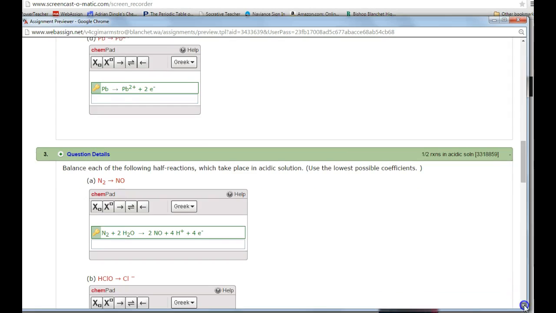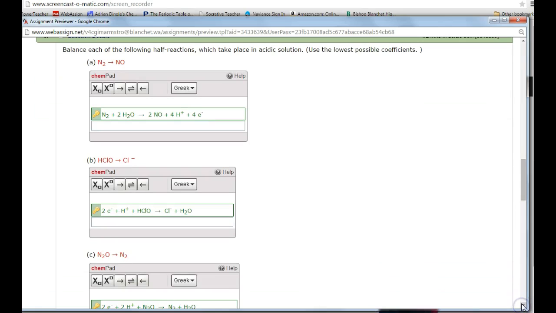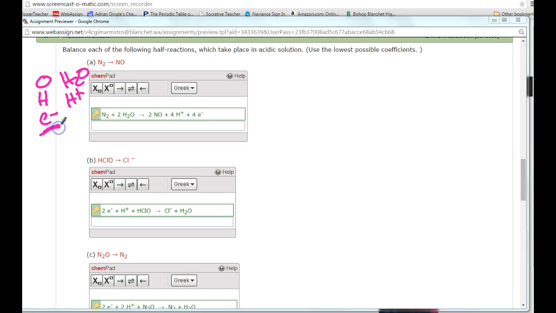Now we're going to balance some that are in an acidic solution. This one involves a little more work. We'll balance the atoms, then we'll balance the O's, H's, and electrons. The O's we do with water, the H's we do with H+, and the electrons we do with electrons. So N2 goes to NO.